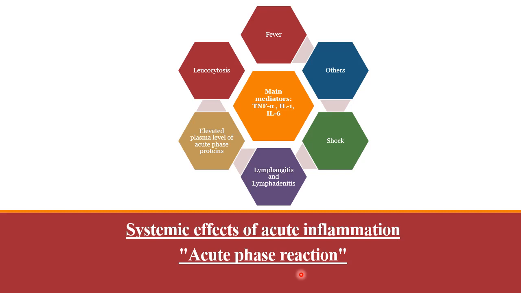So the main systemic effects of acute inflammation are fever, leukocytosis, elevated level of acute phase proteins, lymphangitis and lymphadenitis, shock, and many other systemic effects. The main chemical mediators that will lead to this systemic response are tumor necrosis factor alpha, interleukin-1, and interleukin-6.